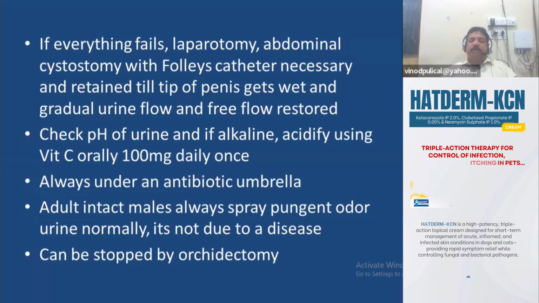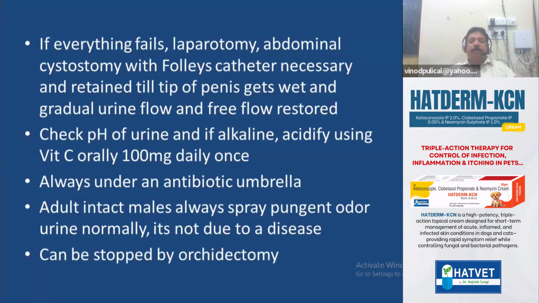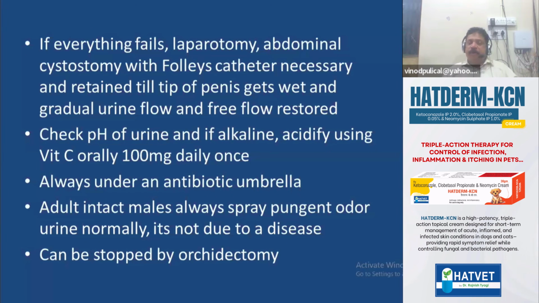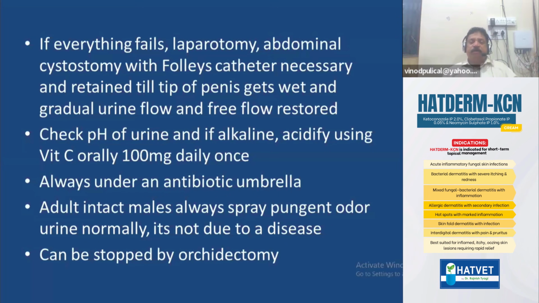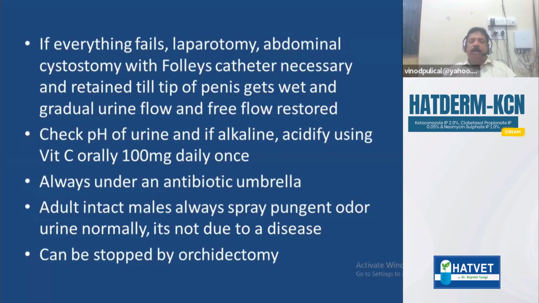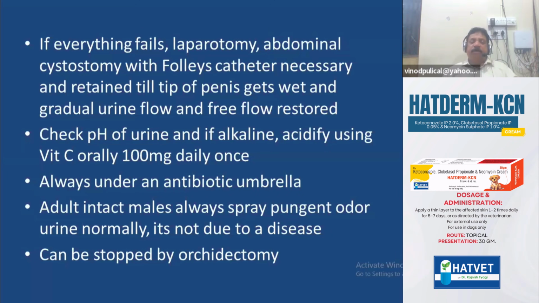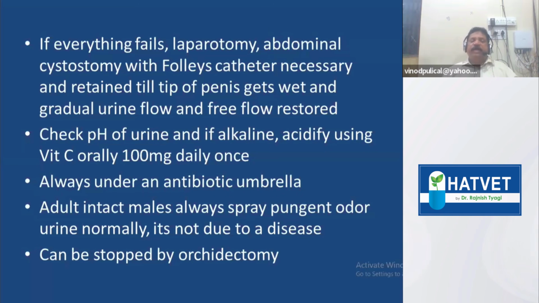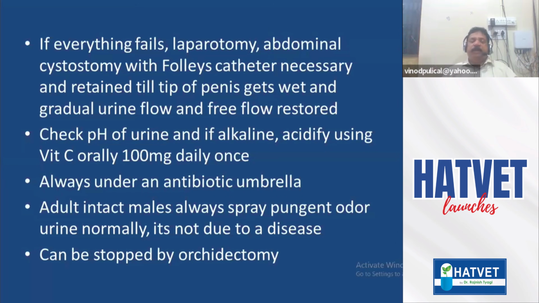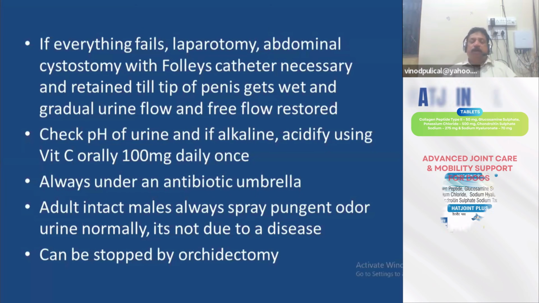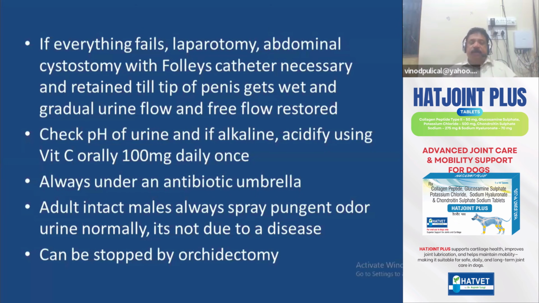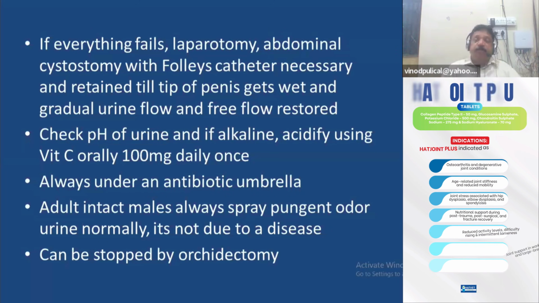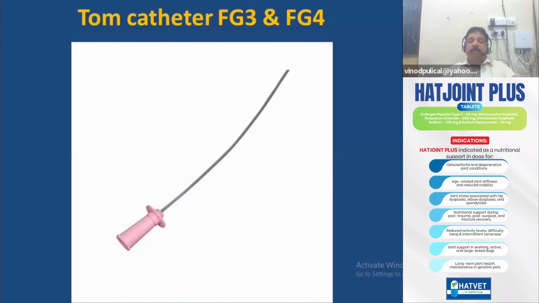Check the pH of the urine, and if it is alkaline, acidify the urine using vitamin C orally, or even commercial methionine oral paste is available. Always under an antibiotic umbrella, that is very important. Adult intact males always spray pungent odor urine normally, and it is not due to a disease. And this can sometimes be stopped by orchidectomy in the male. So if a Tom cat catheter, FG3 or FG4, is available, you can make use of it.